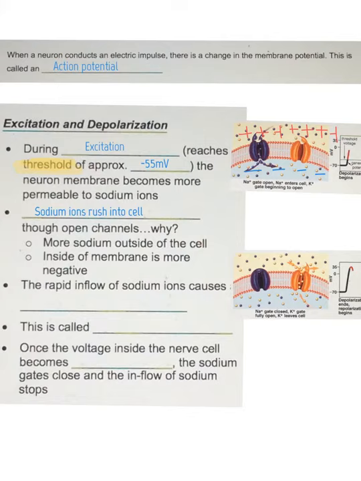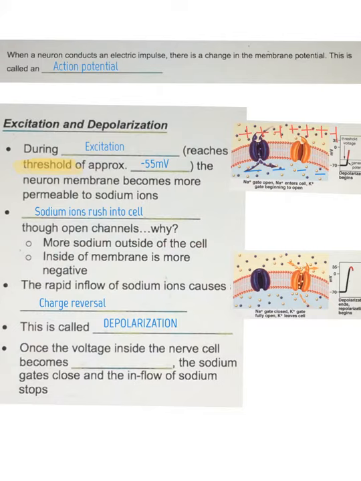So they rush in, and what ends up happening is that you have a rapid inflow of sodium, and it causes a charge reversal. Okay, so before we had positives on the outside, negatives on the inside. Well, when all the sodium starts to rush in, we actually end up switching the charges, and you end up having more positives inside and more negatives outside. Okay, and this is called depolarization. Okay, that's an important term. So depolarization means that when this neuron first gets excited, the electrical impulse is coming, the sodium channels open up, sodium starts to rush in, and you end up flipping the charges. Okay, so now you end up with having more negatives outside and more positives on the inside.